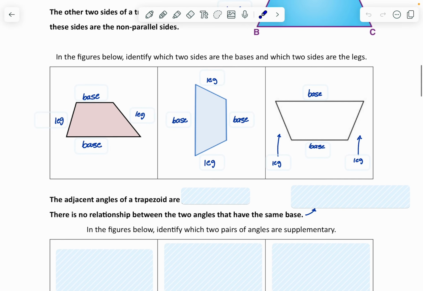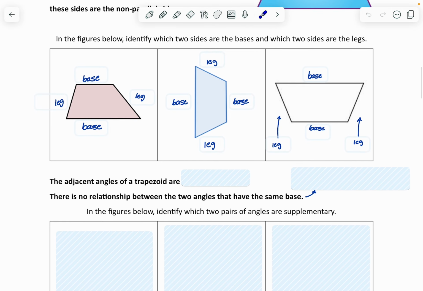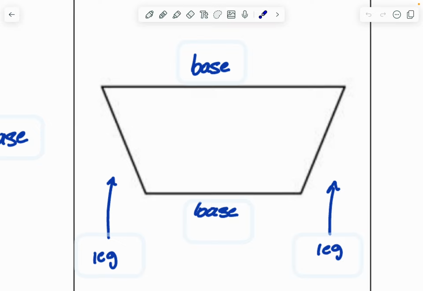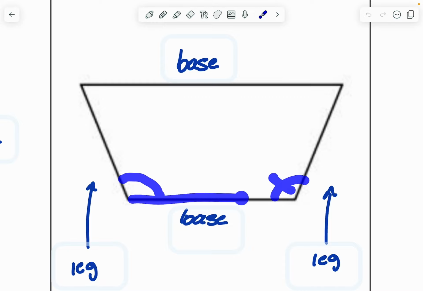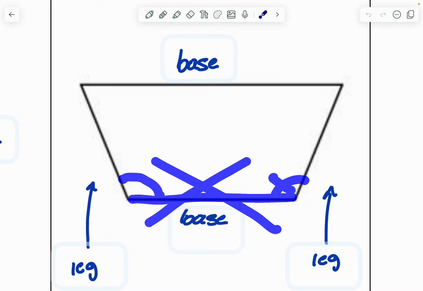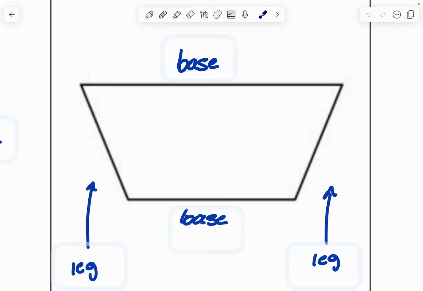The first property that we have about trapezoids is that their adjacent angles are supplementary. We will locate these adjacent angles. The adjacent angles are not the two angles that have the same base. Those are not adjacent angles. We call those base angles.